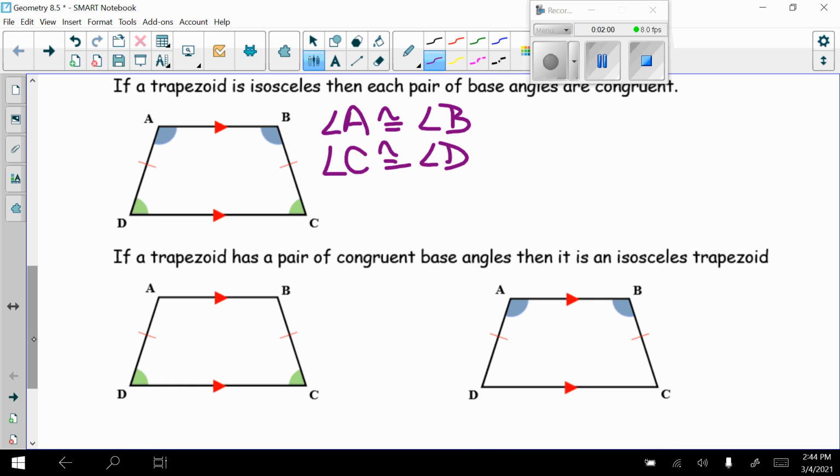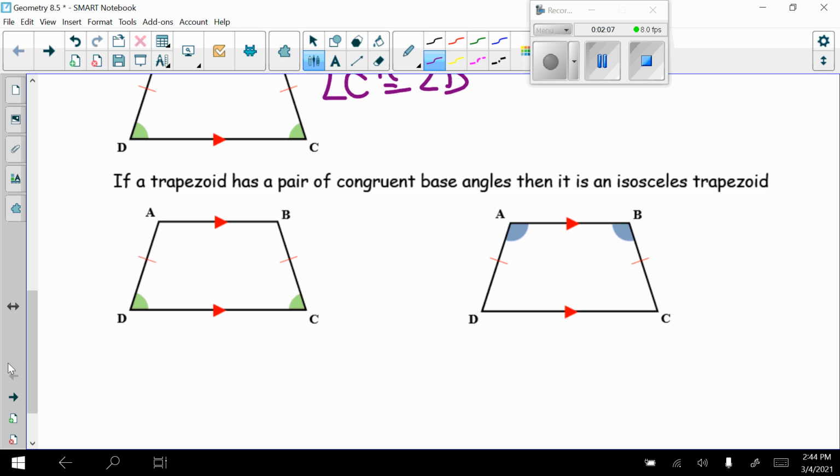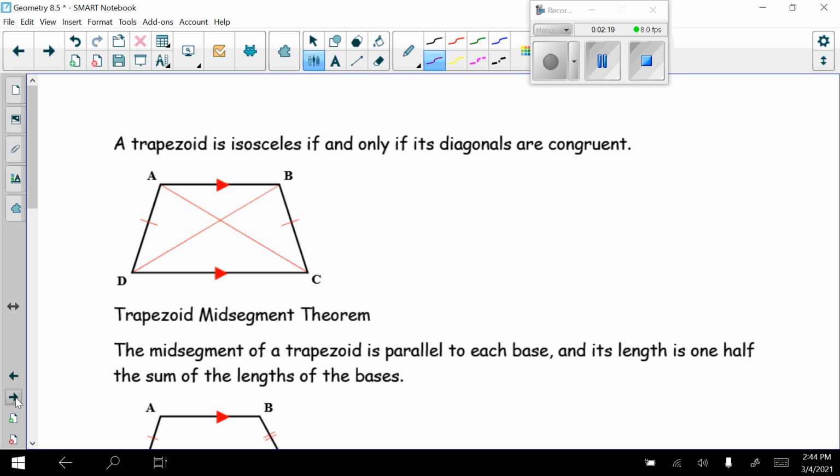If a trapezoid has a pair of congruent base angles, then it is an isosceles trapezoid. So if I know that angle C and angle D are congruent, then I automatically know that AD is congruent to BC. A trapezoid is isosceles if and only if its diagonals are congruent. So AC would have to be congruent to BD in an isosceles trapezoid.